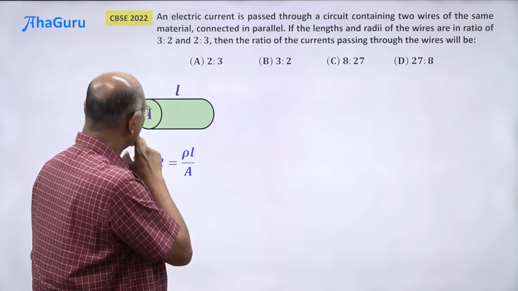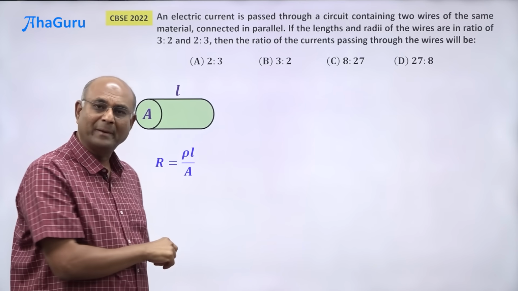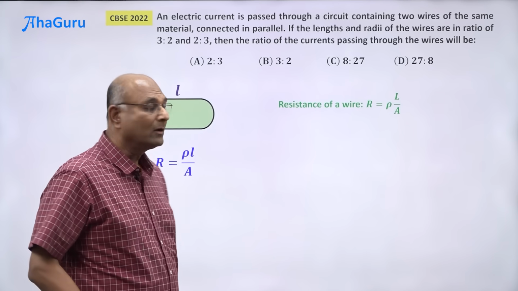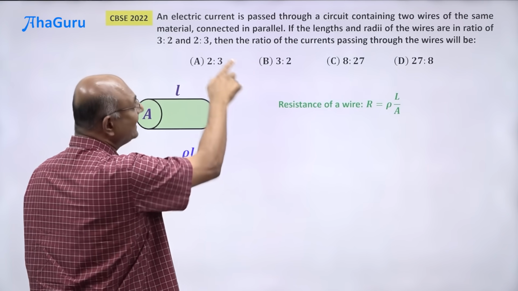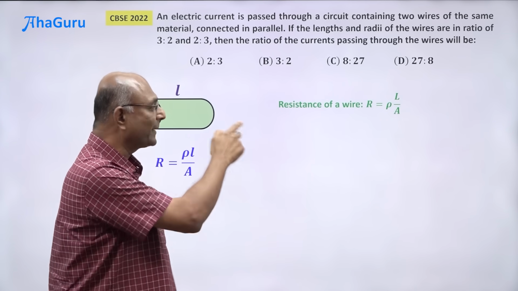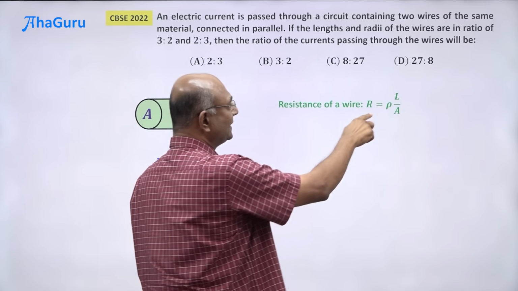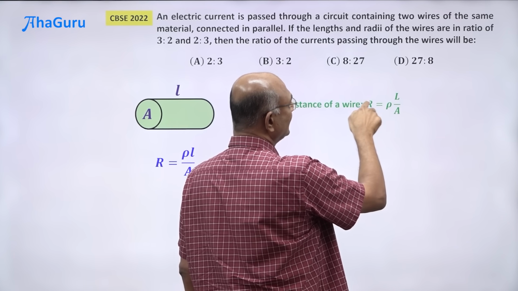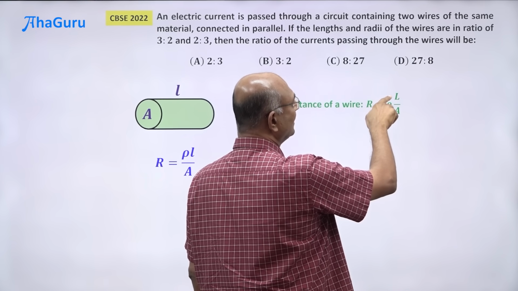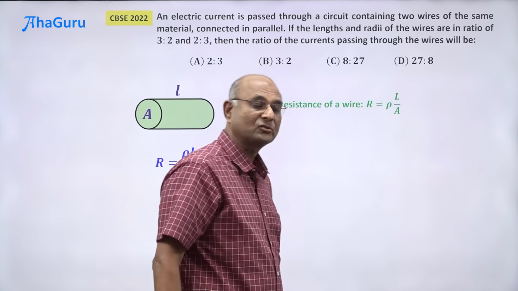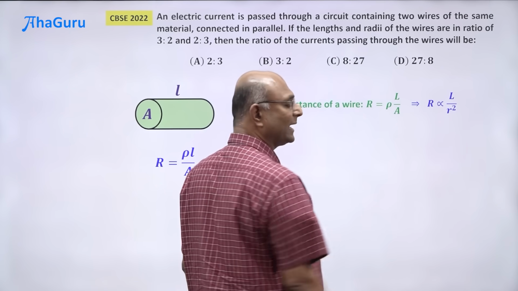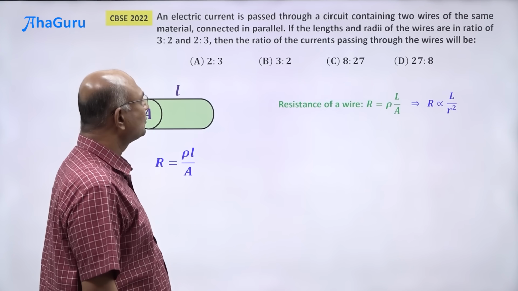Okay, so we know R is rho L by A, right? Resistance of a wire is given by rho L by A. Now here we are talking about radii, that means you are talking about circular cross section, so area of cross section will be pi r square. So if I think of it as pi r square, so that means R, the resistance, is proportional to length by r square. R is proportional to length by r square.